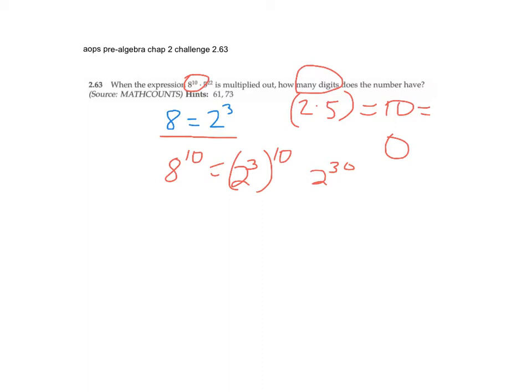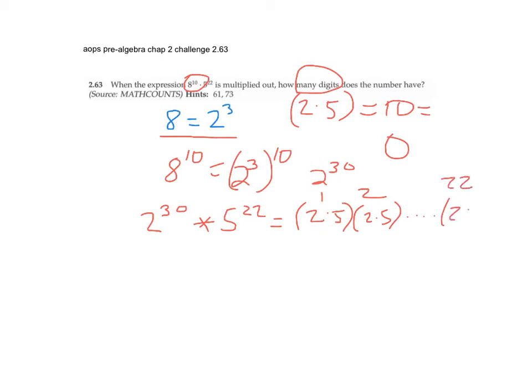Now when you look at it, you say, well, how many? So looking at it as 2 to the 30th times 5 to the 22nd, you can rearrange it into a bunch of 2 times 5 pairs. You can do that once, twice. How many times can you do that? You can do it 22 times. Then you run out of 5s.